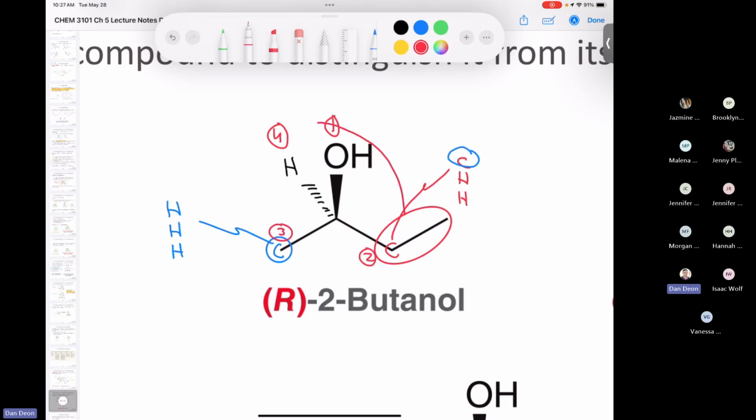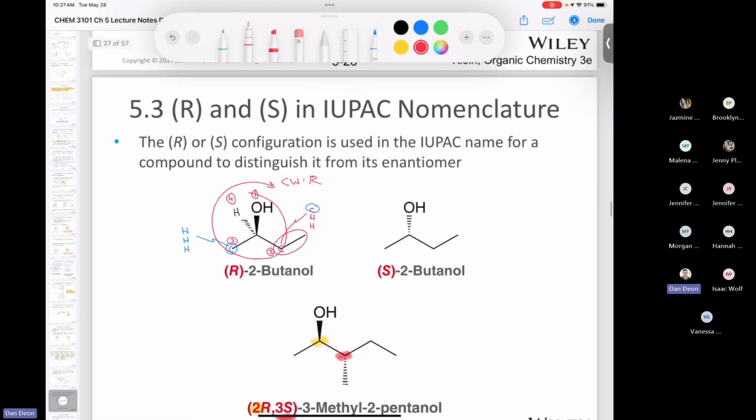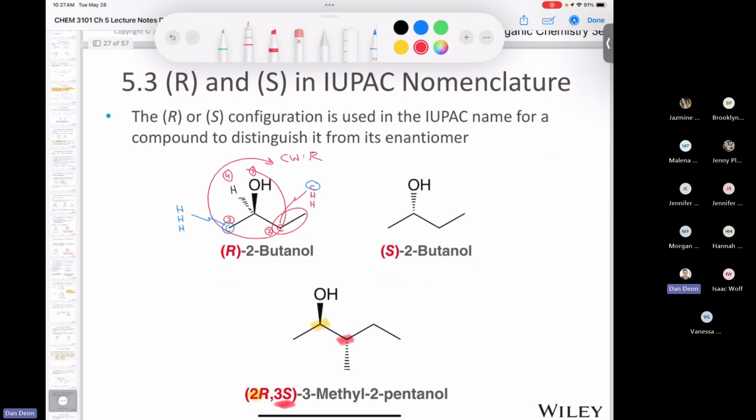So I go 1, 2, 3. You can see I'm going clockwise, and therefore this is an R compound. I can read it the way it's shown because the hydrogen is in the back. It's going away from me. So that is in a nutshell what the Cahn-Ingold-Prelog rules are. And so now you have an idea of how to determine whether a stereocenter is R or S.